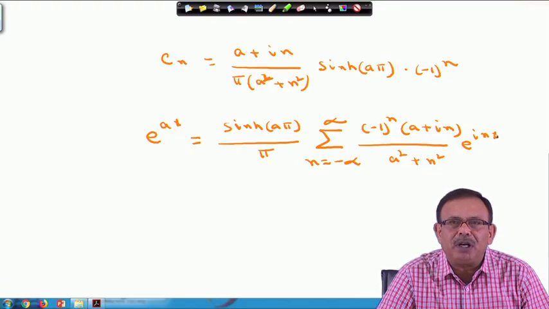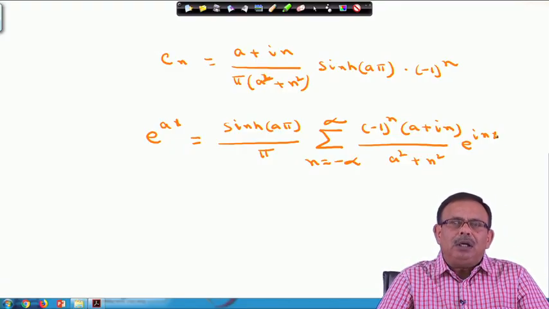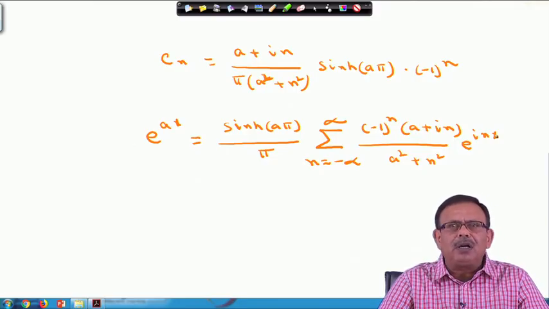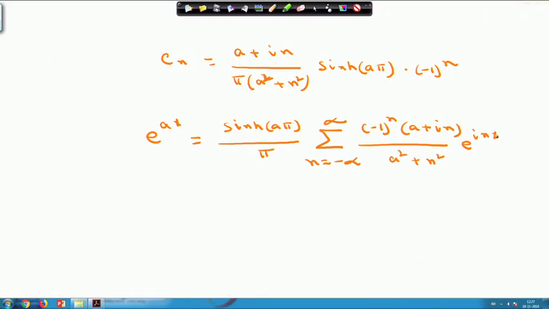So I hope the complex Fourier form is accessible to you. You can understand the complex Fourier form much better now, and how to find the complex Fourier form of a function, that also we can do in this way.